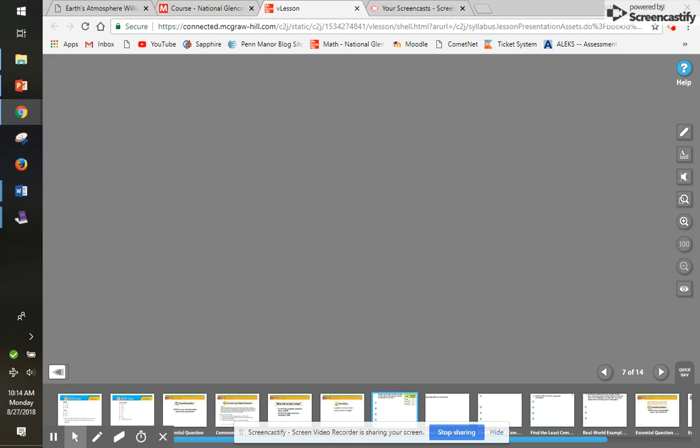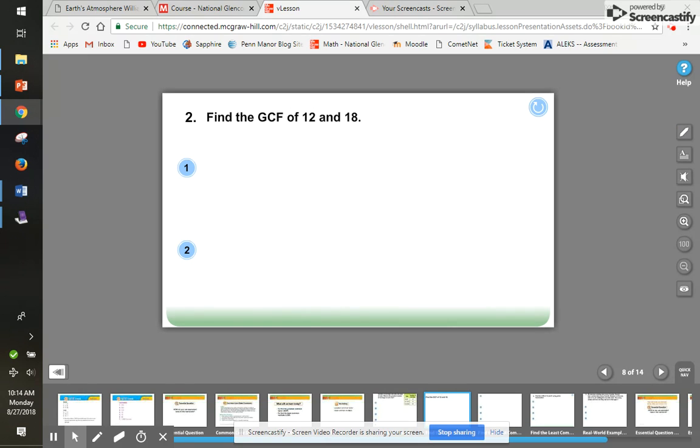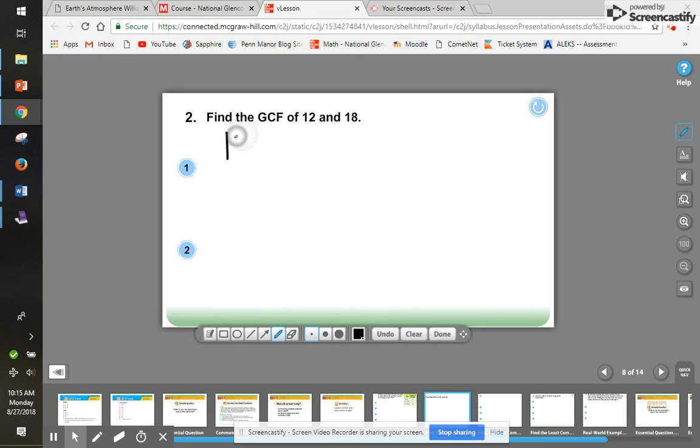All right, so let's take a look at one problem here. Find the GCF, that's an abbreviation for greatest common factor, of 12 and 18. The way to do that is come up with the factors of 12 and 18. Very quickly, 12, we got 1 and 12, of course, 1 times 12. We got 2 and 6. We've got 3 and 4. Thus endeth the factors of 12.